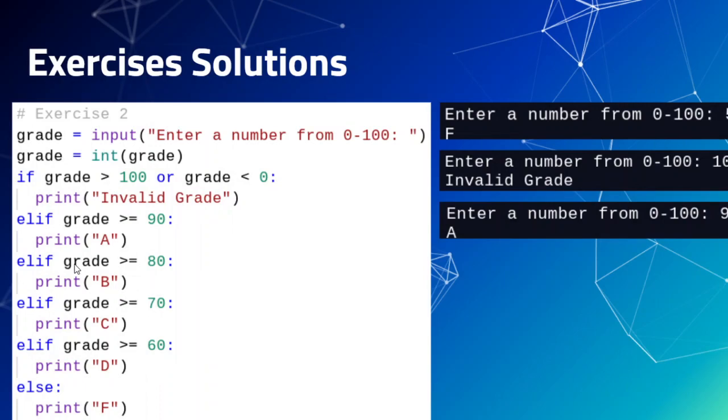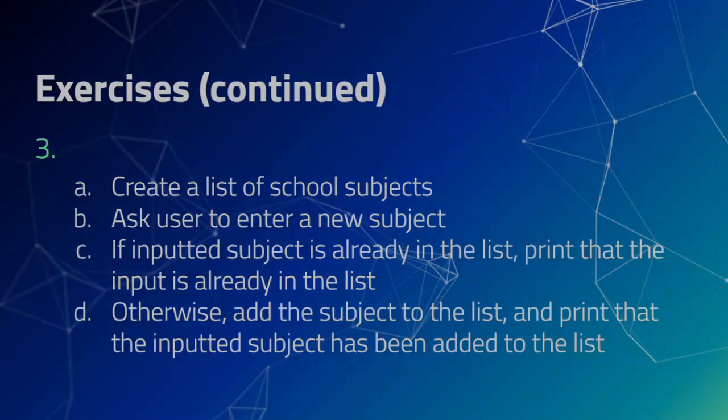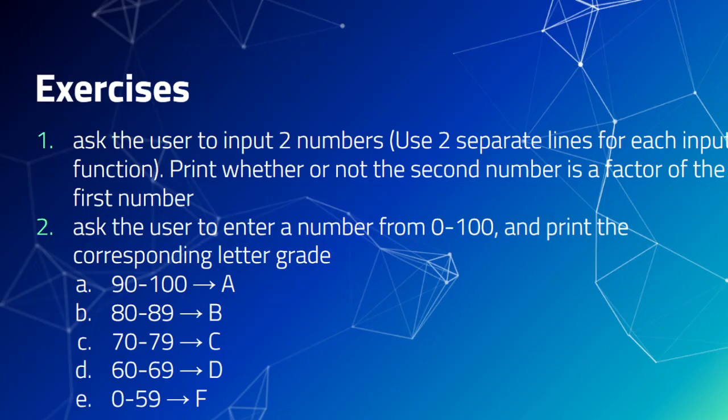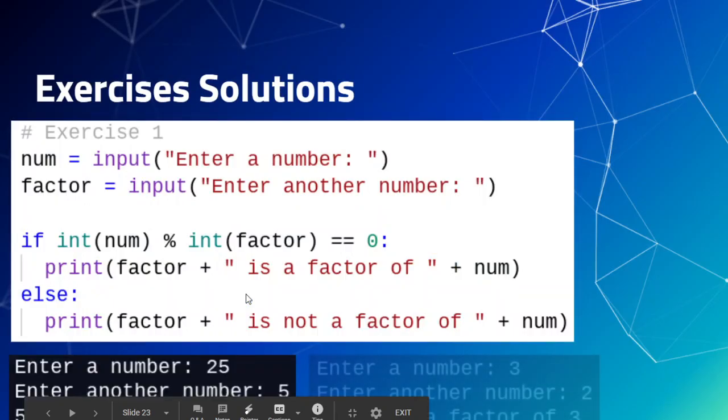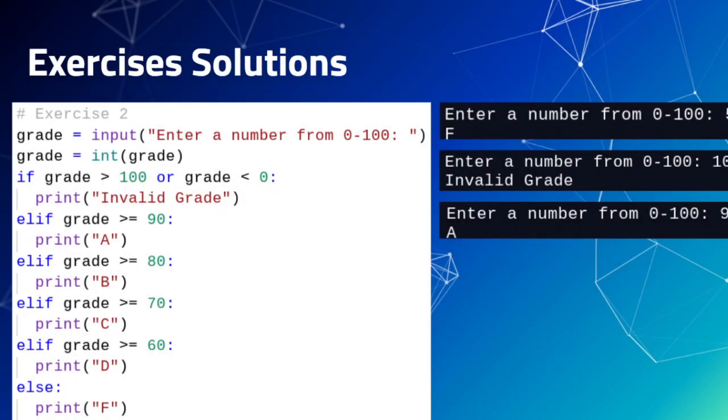Our second exercise, I'll go back, is to ask the user to enter a number from 0 to 100 and convert it to a letter grade: A, B, C, D, or F. Let's go to the solution for this one.